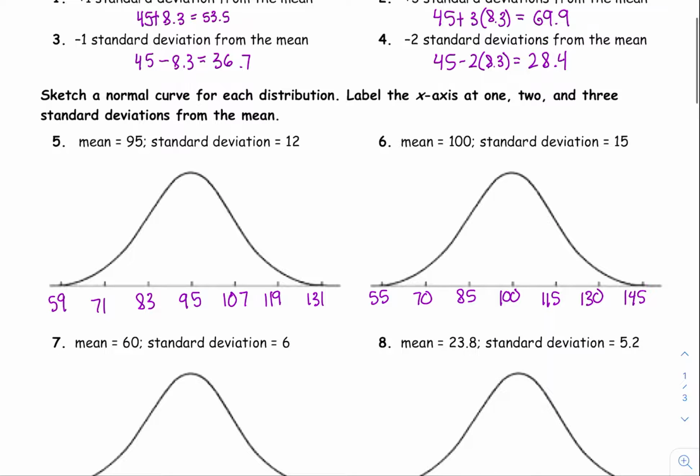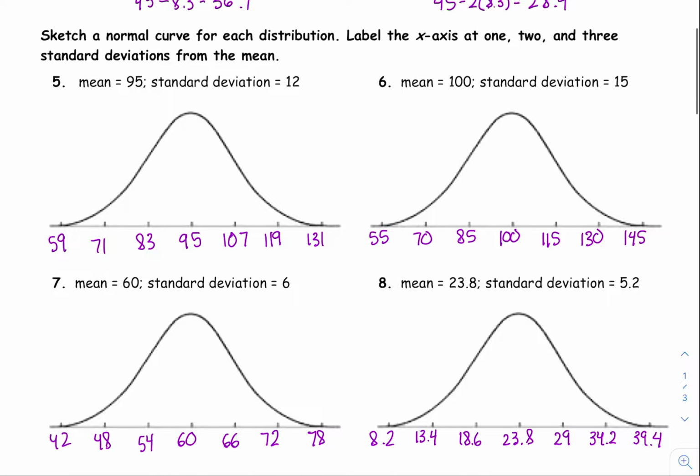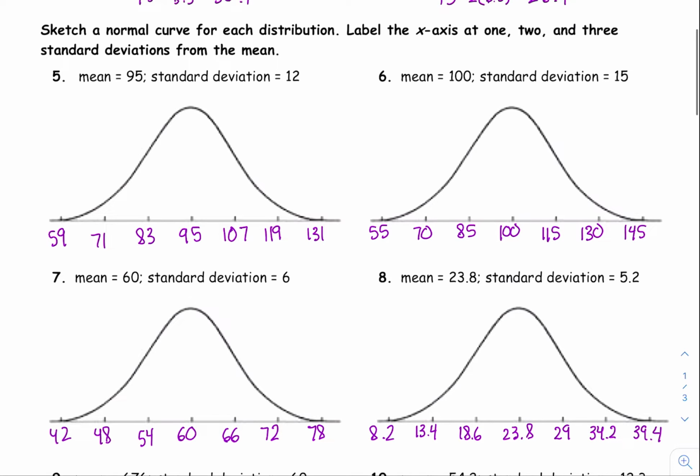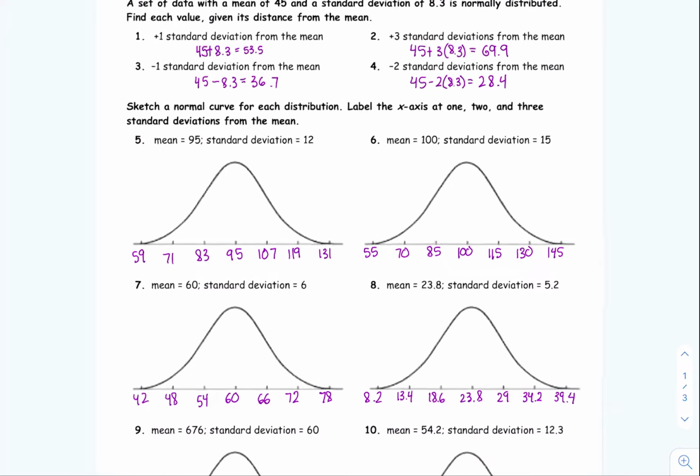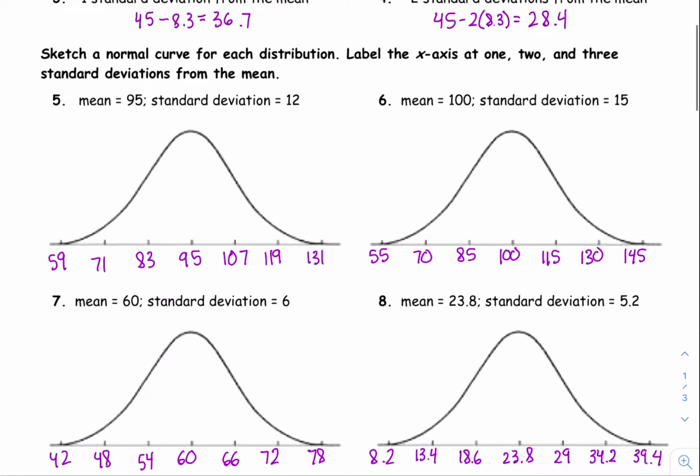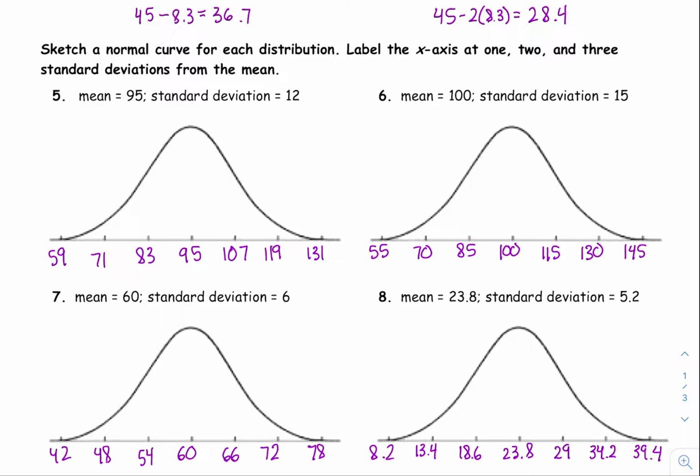Okay, 5 through 10. All you have to do for every one of these is write down the mean in the middle, and then go standard deviations away from the mean each time. Since this one was 12, that means it's plus 12, plus 12, plus 12, minus 12, minus 12, minus 12. And it's the same for every single 5 through 10, except it's a different mean and standard deviation that you have to deal with.